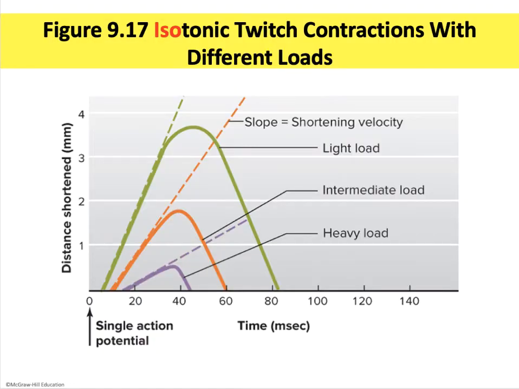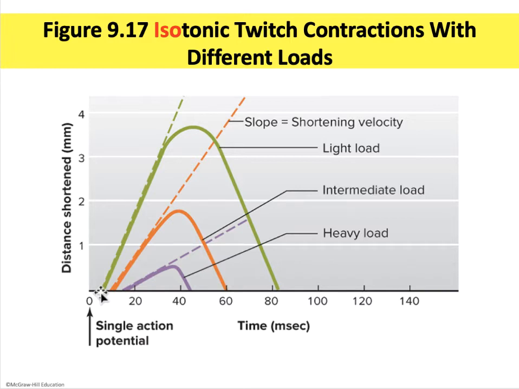The relationship between isotonic twitches and different types of load for any single muscle fiber is indicated by this chart here. So the action potential reaches the muscle at time 0. There's a latent period, and the latent period can vary depending on the load. So we have a light load in green and a very heavy load in purple, and we can see a medium load in orange.